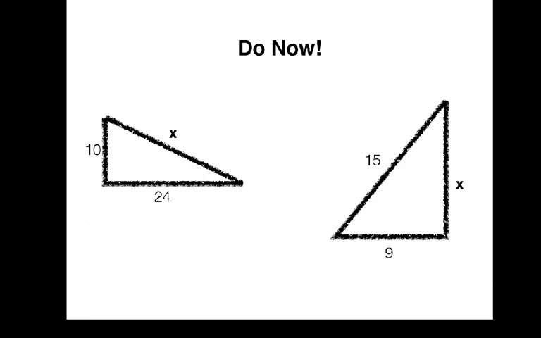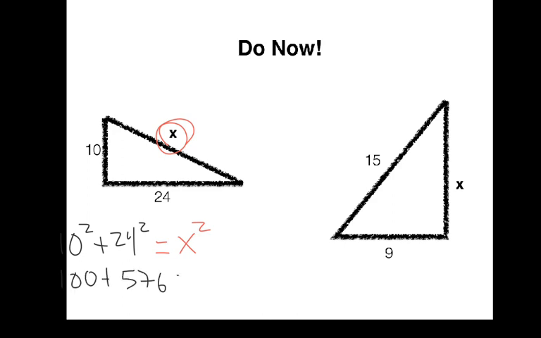If I was looking for x here, well, what's my longest side? It's definitely x, so I'm going to go ahead and put x squared on this outside part because that's my c. Then I've got 10 squared plus 24 squared. Next up, we're just going to square these numbers. I get 100 plus 576 equals x squared. I'm going to add them together.